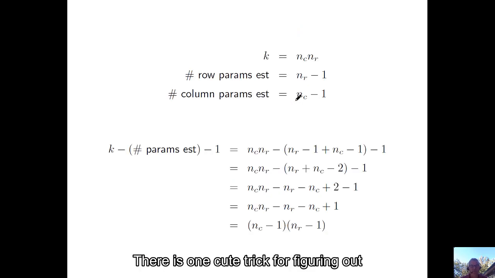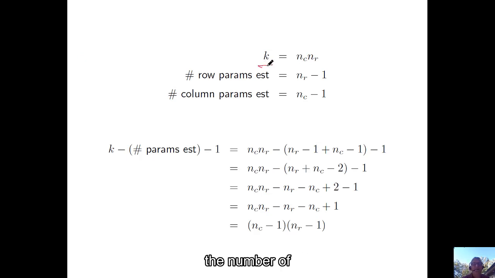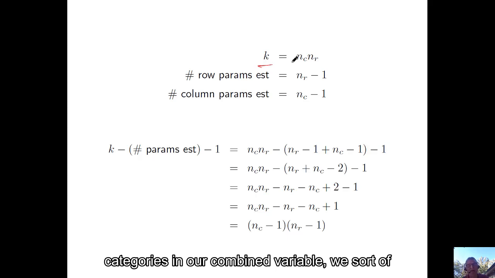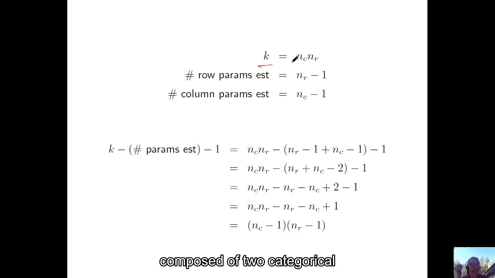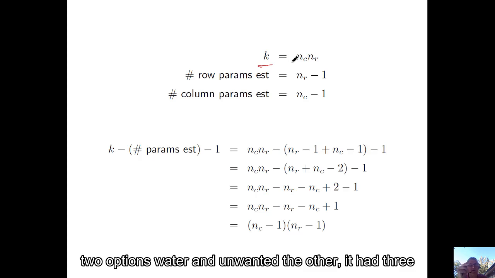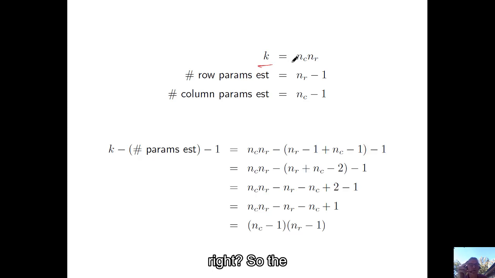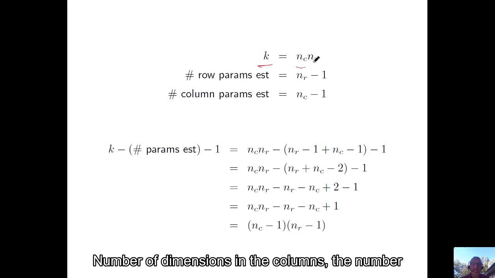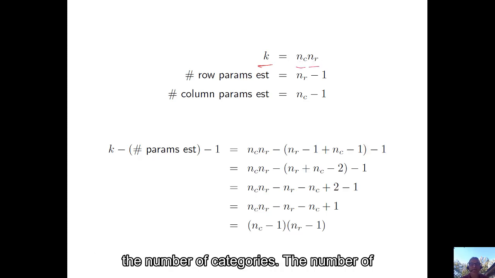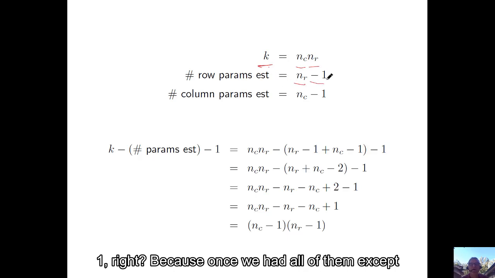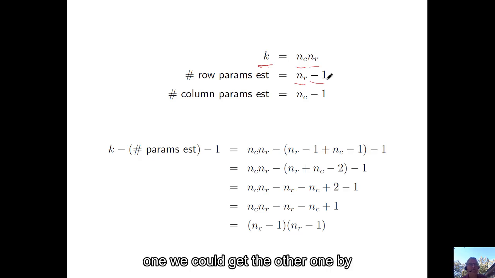There is one cute trick for figuring out what the degrees of freedom is, and so we can actually derive this. The number of categories in our combined variable, we're sort of combining the variables between, say, watered and unwatered versus the 3 habitat types that gave us a variable with 6 different flavors, but it was really composed of 2 categorical variables, one that had 2 options, watered and unwatered, and the other that had 3, open, spiny versus juniper, right? So the number of dimensions in the columns, the number of rows, that gives us the number of categories. The number of parameters we estimated for the rows, well, that was the number of rows minus 1, right? Because once we had all of them except one, we could get the other one by subtraction.